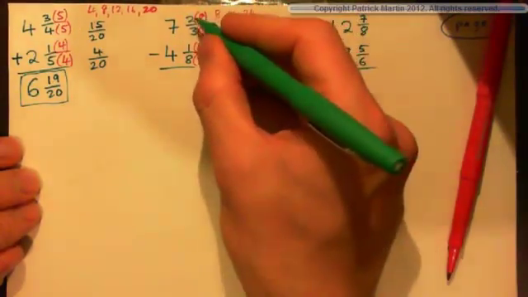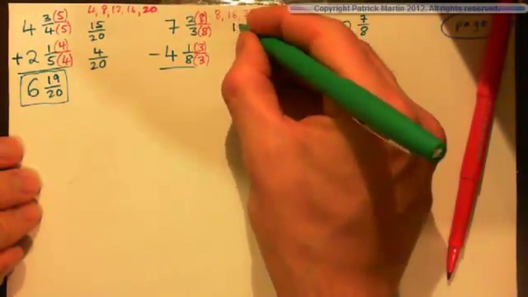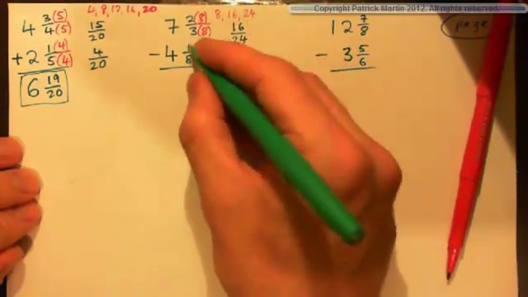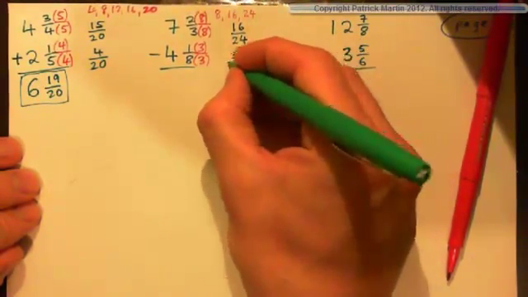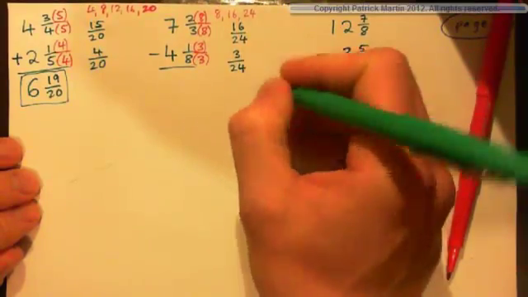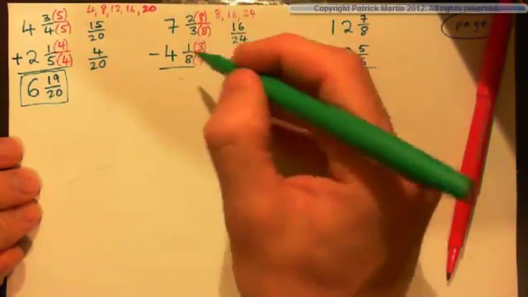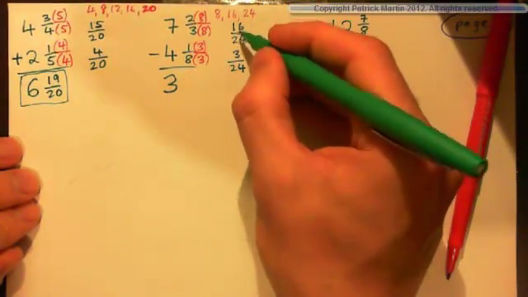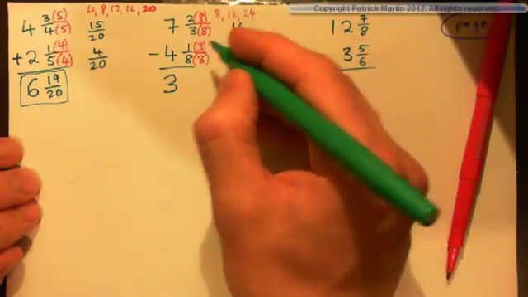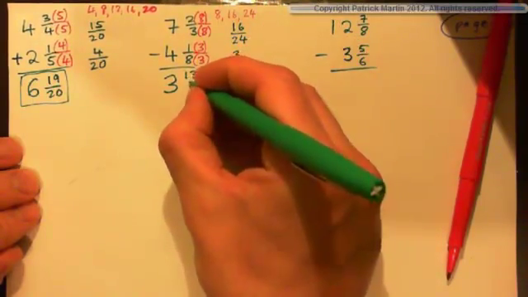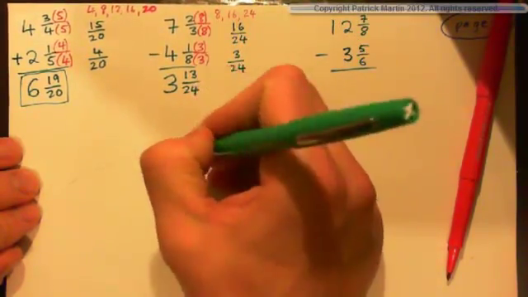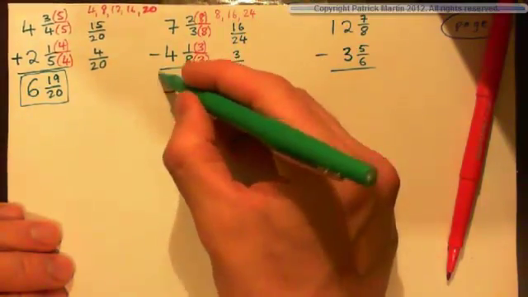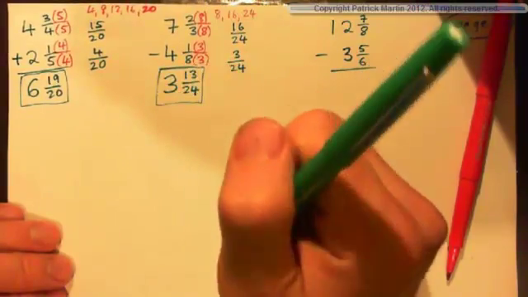So in any case, this top fraction becomes 2 times 8, 16 over 3 times 8, 24. 16 24ths. This one becomes 3 24ths. And now I'm subtracting. So 7 minus 4 is 3. And 16 24ths minus 3 24ths. 16 minus 3 is 13, right? 13 24ths. And that can't be put into lower terms than that, and so that's the final answer there.